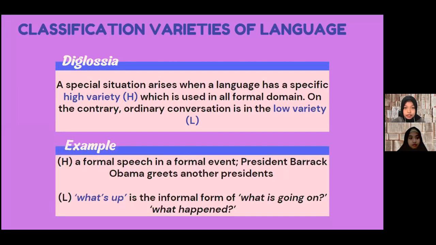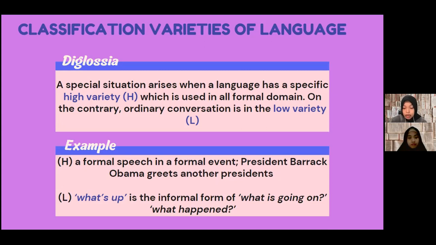The classification next is diglossia. A special situation arises when a language has a specific high variety, which is used in all formal domains. On the contrary, ordinary conversation is in the low variety. It's a concept that was coined by the linguist Charles Ferguson. High variety is used in formal occasions and it is not used in ordinary conversation by anybody.